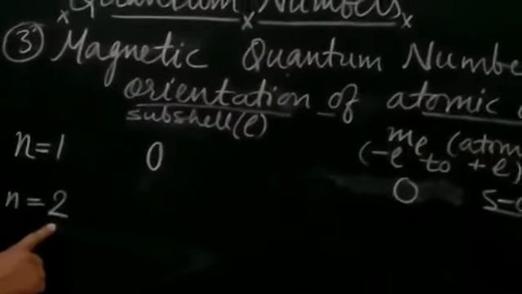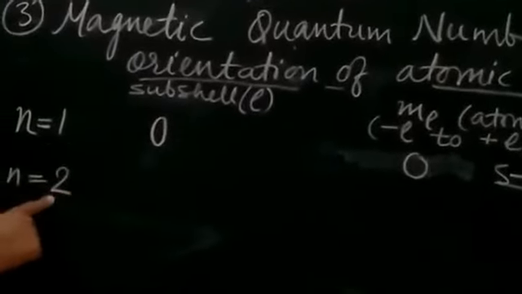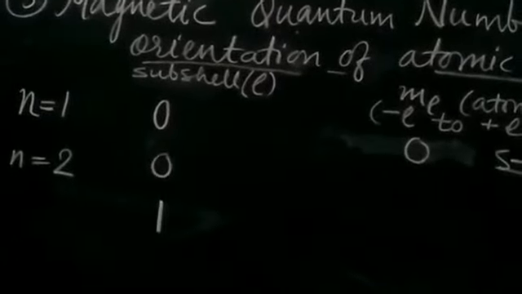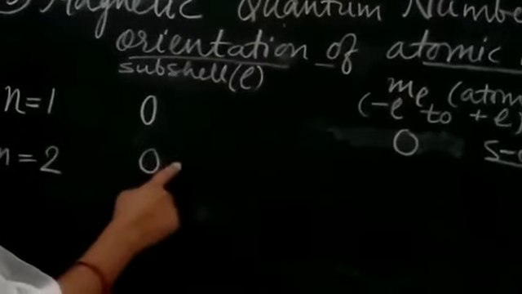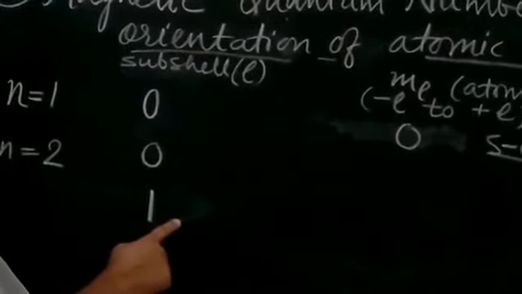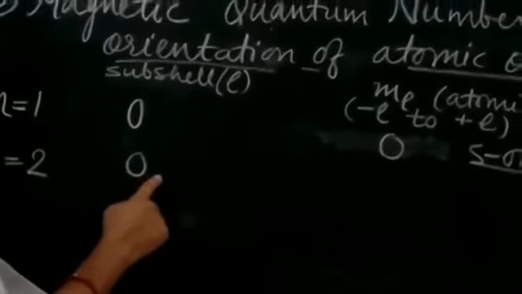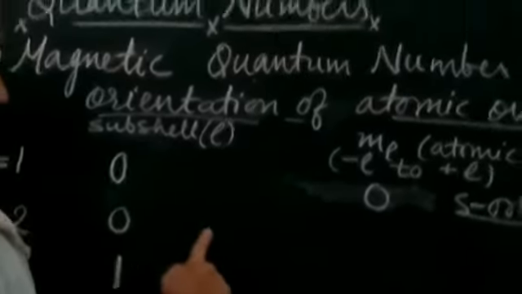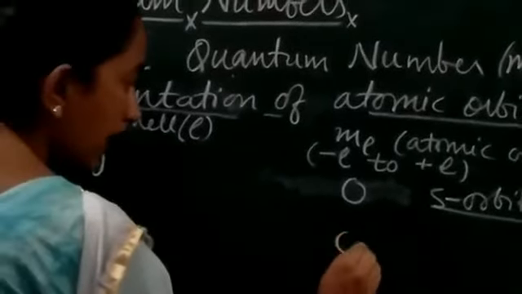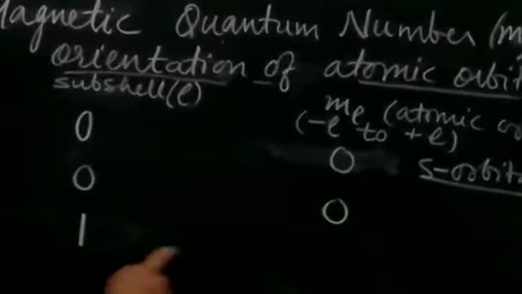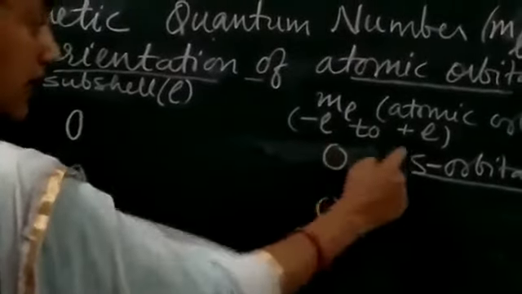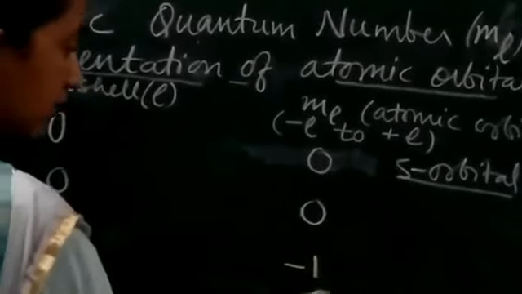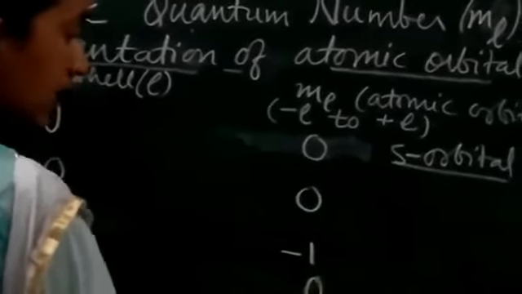Right? Now come to the second one, n equals 2. How many possible subshell values are there? It is 2, that is 0 and 1. This is the S subshell. This is the P subshell. For every subshell we will have atomic orbitals associated with it. For 0 we have only one atomic orbital, but for 1 we have from minus l to plus l, that is from minus 1, then 0, then plus 1.